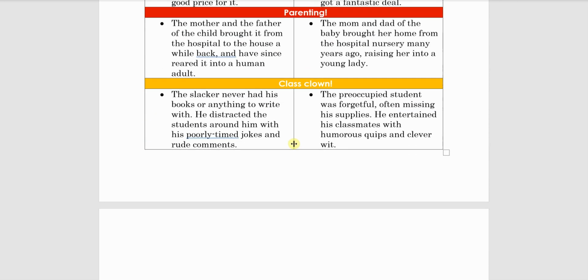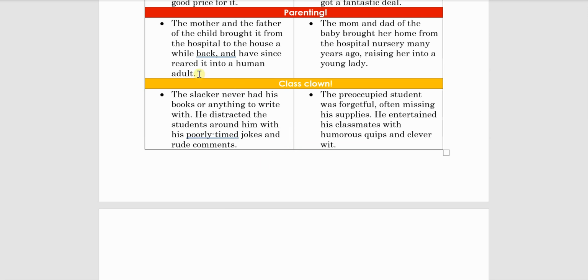Lastly, the class clown. This one might remind you of being back in the classroom a little bit. The slacker never had his books or anything to write with. He distracted the students around him with his poorly timed jokes and rude comments. Versus, the preoccupied student was forgetful, often missing his supplies. He entertained his classmates with humorous quips and clever wit.